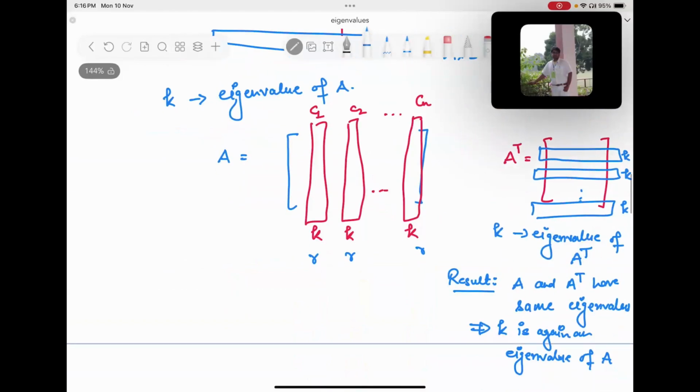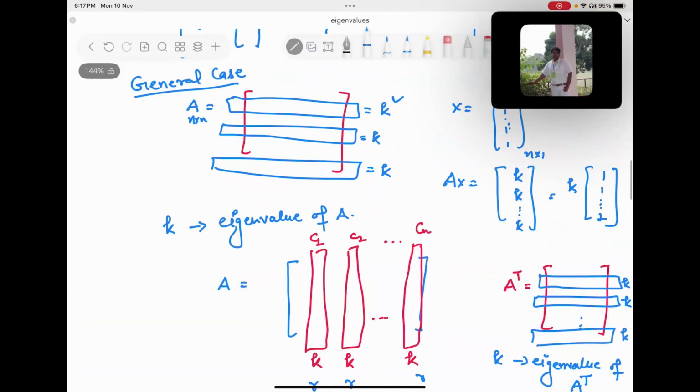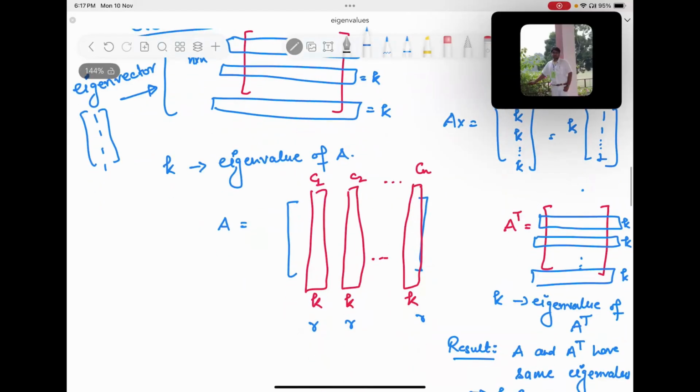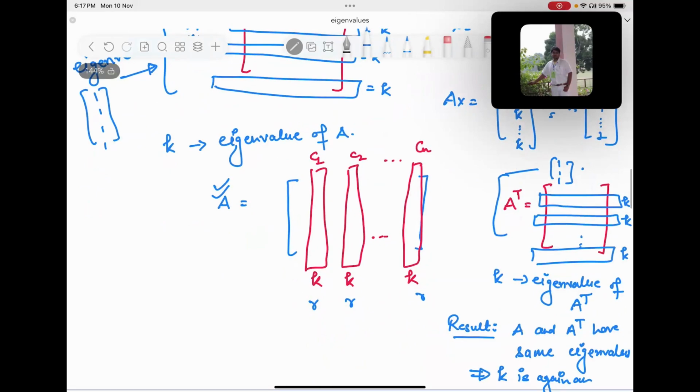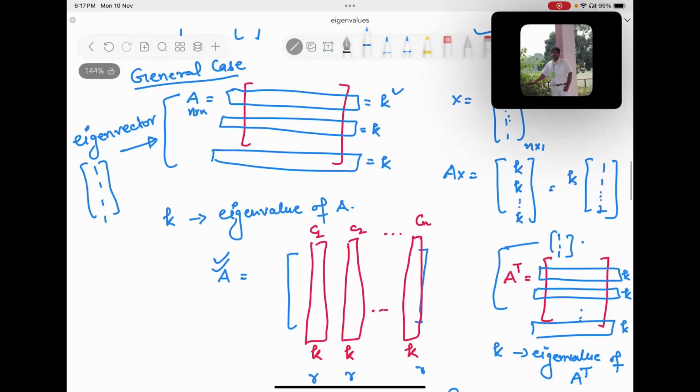And corresponding to these, in this case, what will be the eigenvector? In this case, the eigenvector will be this 1 1 1 1, right? But for this case, the eigenvector will be 1 1 1 1, but in this A case, the eigenvector may be different. It may not be 1 1 1, it may be a different eigenvector. Okay.